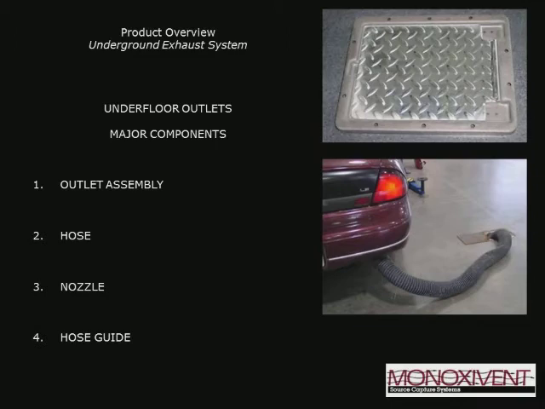Some components for designing an in-ground system. Well, certainly we have the outlet assembly. We have the hose. Normally for this we use our 3000 series no crush type hose. A nozzle. Normally the rubber nozzle, and then the hose guide to help guide the hose back into the ductwork.